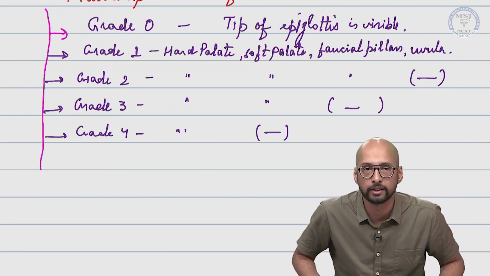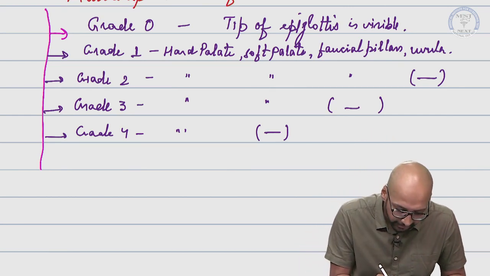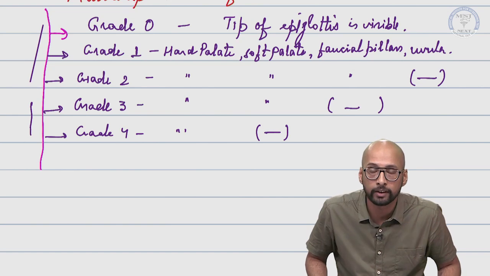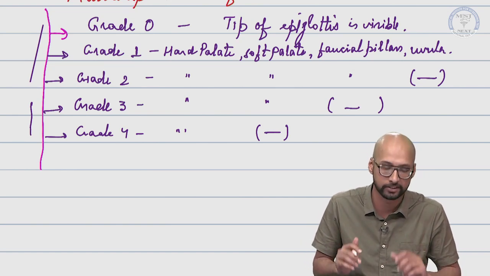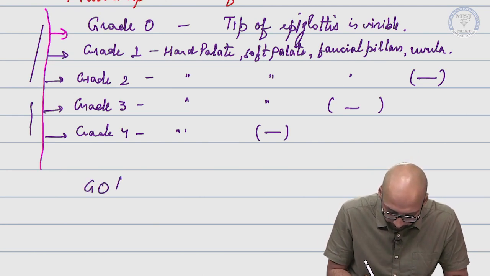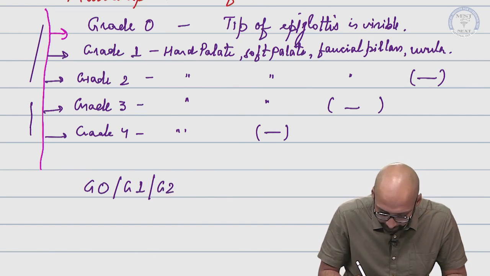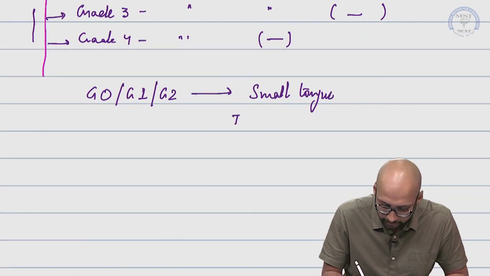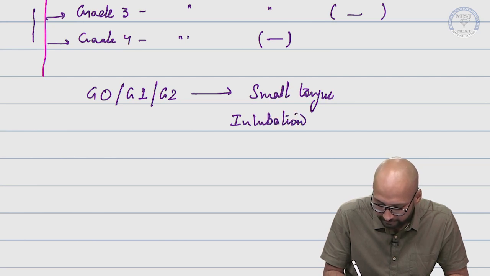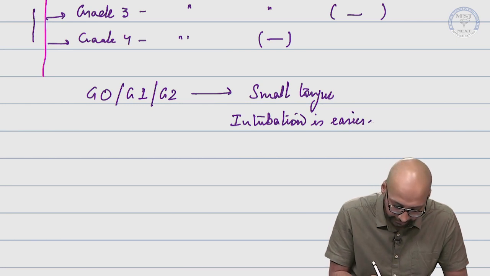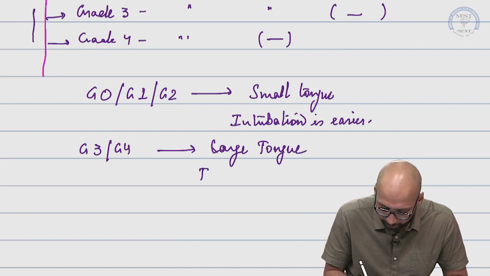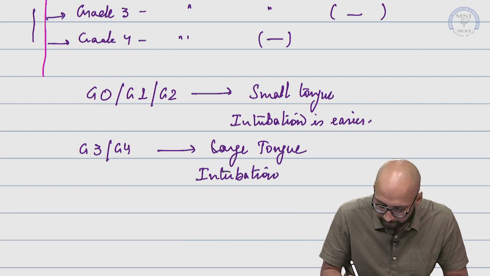Now, why do we need this classification? Because the first 3 grades and the last 2 grades tell us about the difficulty of intubation and about the size of the tongue as well. In grade 0, grade 1 and grade 2, it signifies a small tongue, meaning intubation is easier, right? In grade 3 and grade 4, the tongue size is large, and intubation might be difficult.